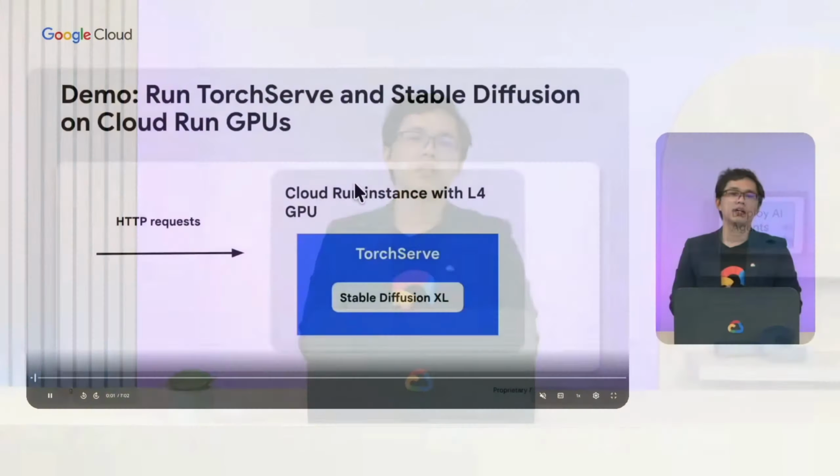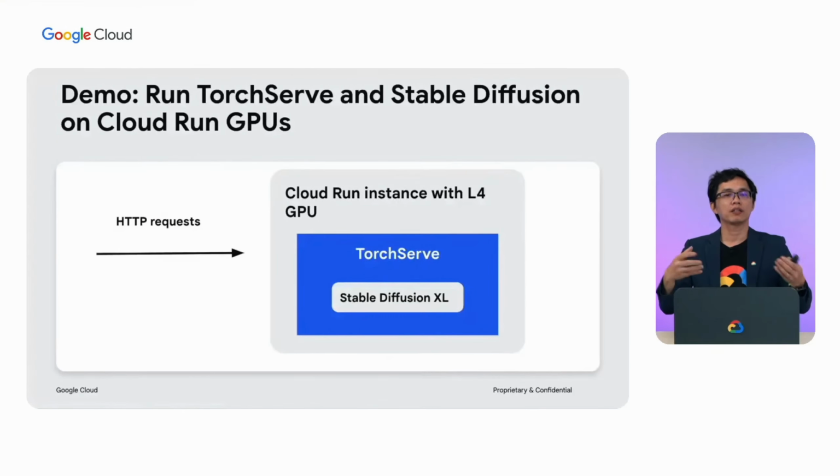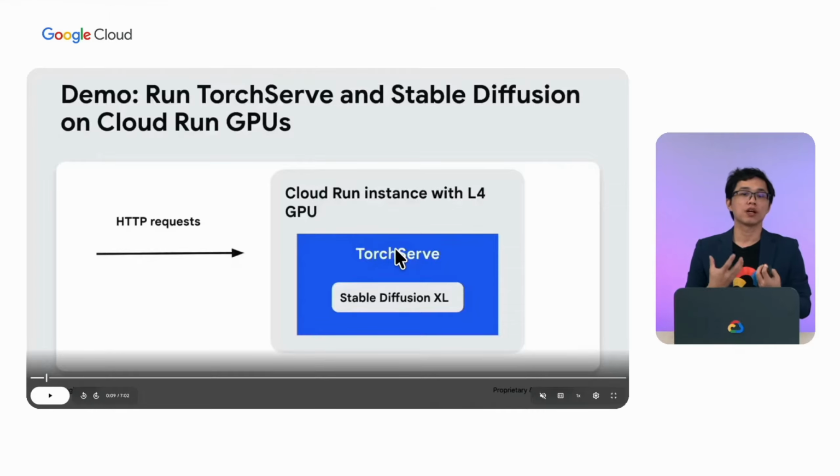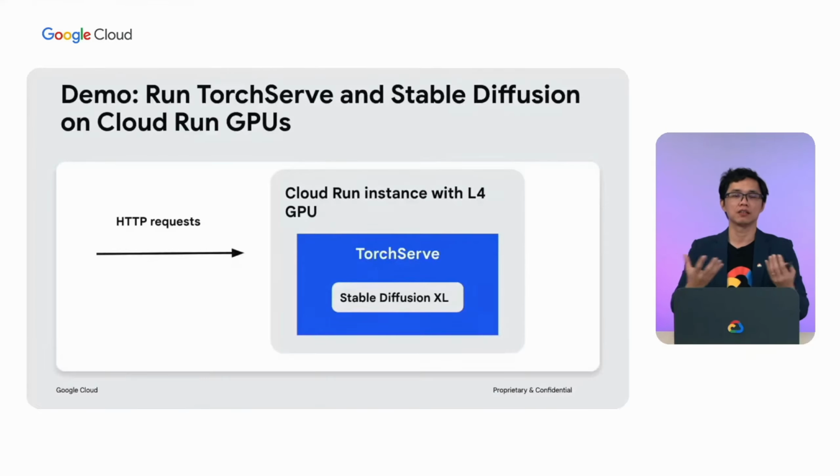In this first demo, let's have a look at the reference architecture of how Cloud Run can be used to generate images. In this architecture, we will see that there will be a Cloud Run instance with an L4 GPU. We're going to use TorchServe, which is the serving layer of the architecture. And for the model itself, we're going to utilize Stable Diffusion XL to generate our image.